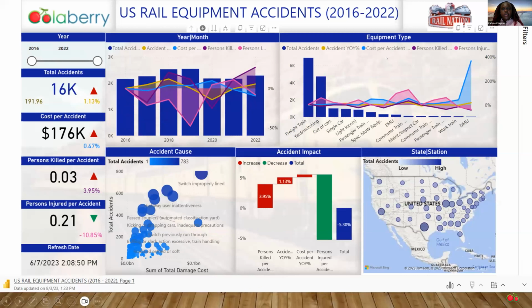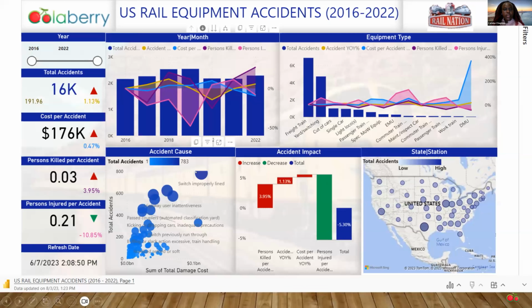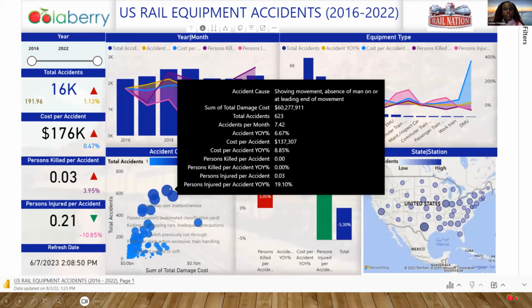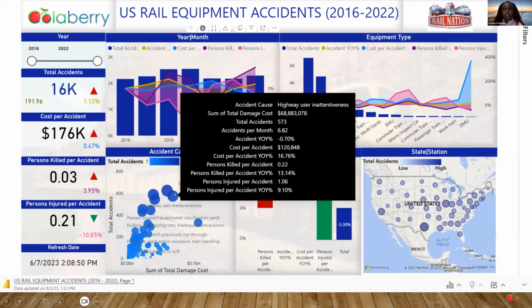The second chart represents accidents by equipment type, and you can see that the equipment type with the highest number of accidents is the freight train, followed by the yard switching. And the lines still represent the year-over-year percentage KPIs with their respective colors. The third chart, which is a scatter chart, represents the accidents by accident cause. And we can see that the accident cause with the highest number of accidents is the switch improperly lined, followed by the shoving movement, absence of man on, and then the highway user inattentiveness.